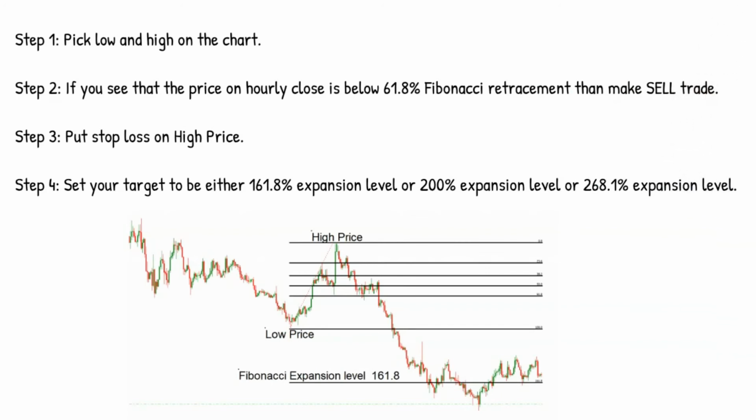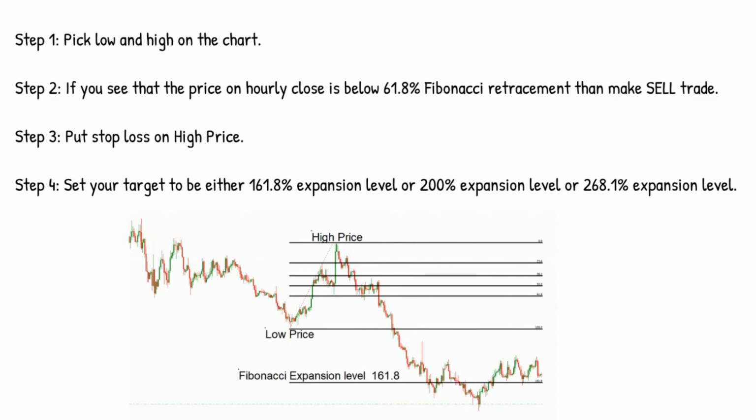So your strategy can be for a sell trade. In the first step, you pick low and high on the chart. In step 2, if you see that the price on hourly close is below the 61.8% Fibonacci retracement, then make a sell trade. In step 3, put the stop loss on the high price.